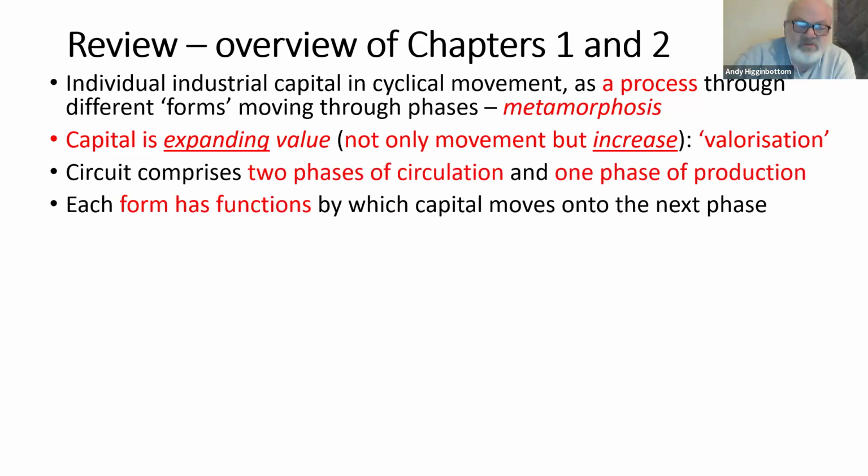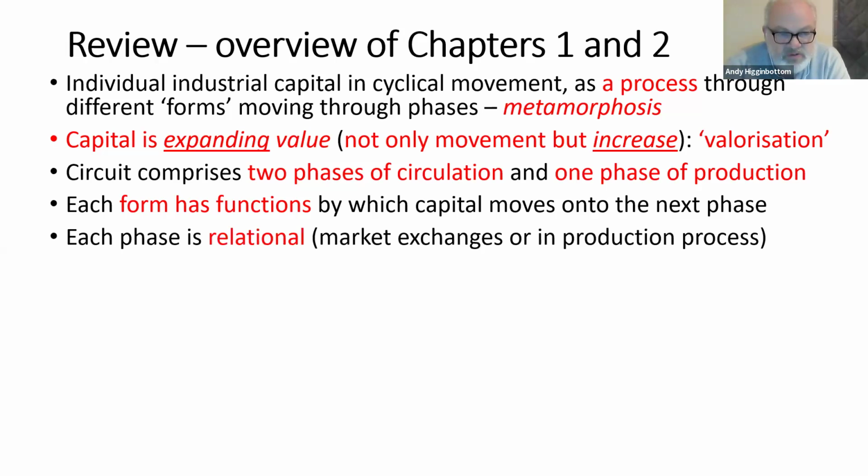Now, each of the 3 forms, and the forms are money capital, commodity capital, and then commodity capital again, and productive capital in between. Each form, the way Marx positions this, has functions by which the capital moves from one form to another. And this is what we looked at. We'll look at this again a little bit just to confirm that point.